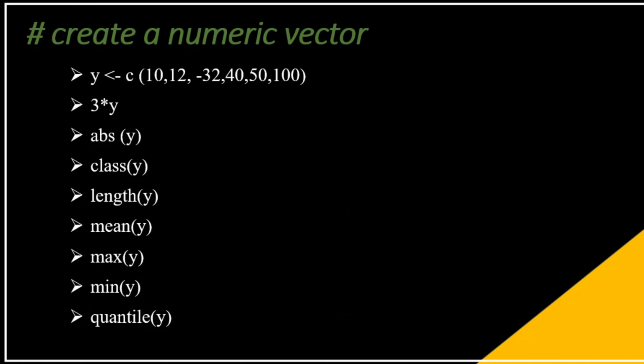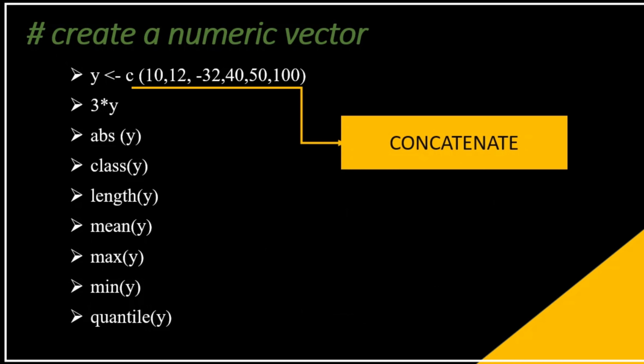Let's take an example. We are assigning a vector to y. So y equals, we are using c here, 10, 12, minus 32, 40, 50, and 100. Now we want to put all these elements together. What is c here? c here is concatenate. Just like if we want to put all things together, we use this concatenate.